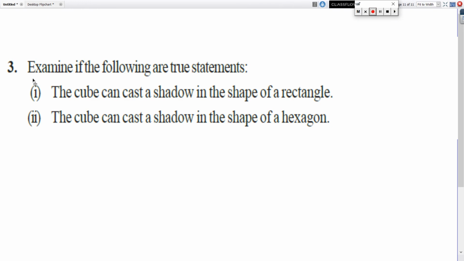Here is the third question. Examine if the following are true statements. True or false you have to write. The cube can cast a shadow in the shape of a rectangle. Do check it. Make a cube, put a light on back, top or side. Will you get a rectangle or not? Do check it. Similarly, the cube can cast a shadow in the shape of a hexagon. Hexagon is a polygon of side 6. You do check whether you can get it or not.